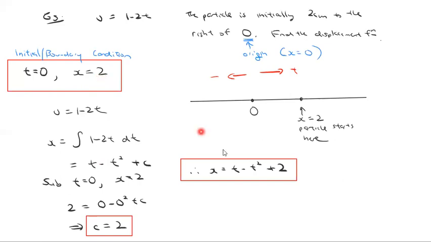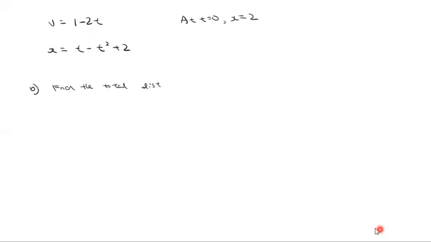Okay. So now we've worked out v equals 1 minus 2t. We've worked out x equals t minus t squared plus 2. And we remember that at t equals 0, x equals 2. Then the next question is going to ask, find the total distance traveled in the first second.